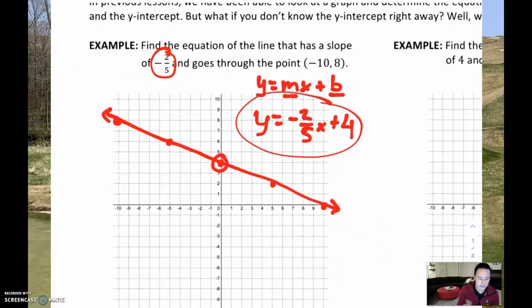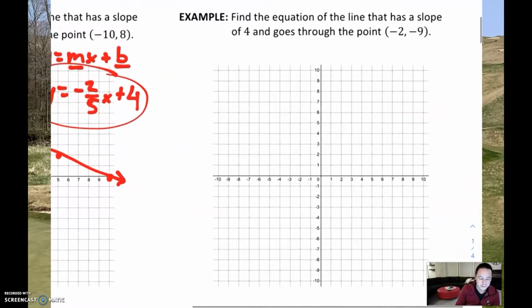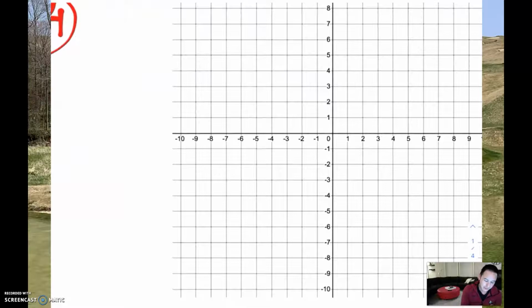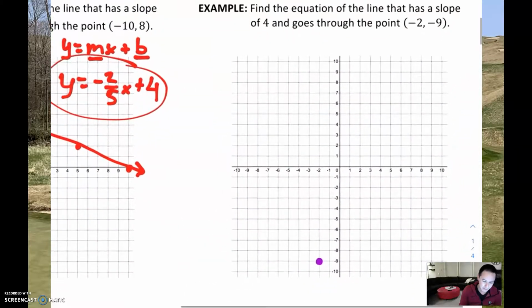Hopefully that wasn't so bad. Let's go ahead and do one more together before you have a chance to do them on your own. It says find the equation of a line that has a slope of 4 and it goes through the point (-2, -9). So again, let's plot that point. (-2, -9) goes -2 in the x direction and -9 in the y direction. And that's going to be down there.